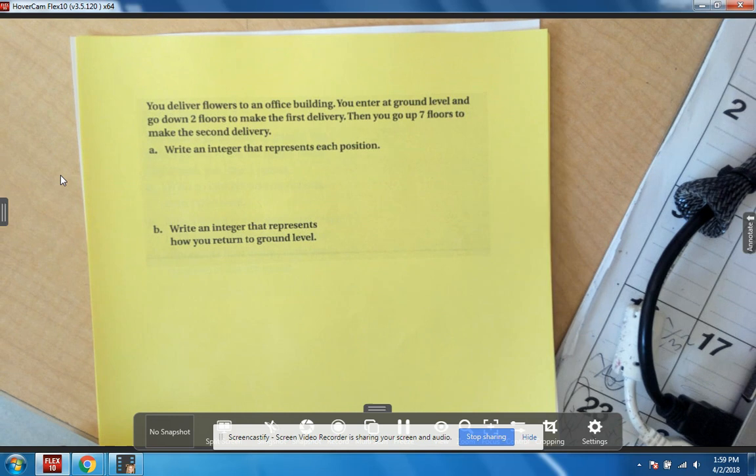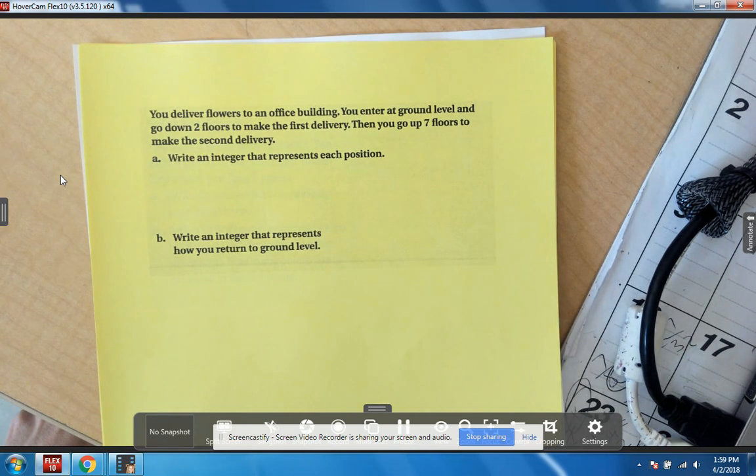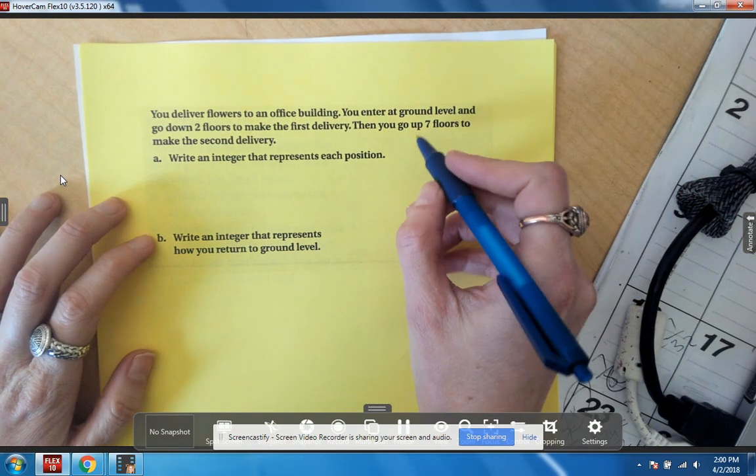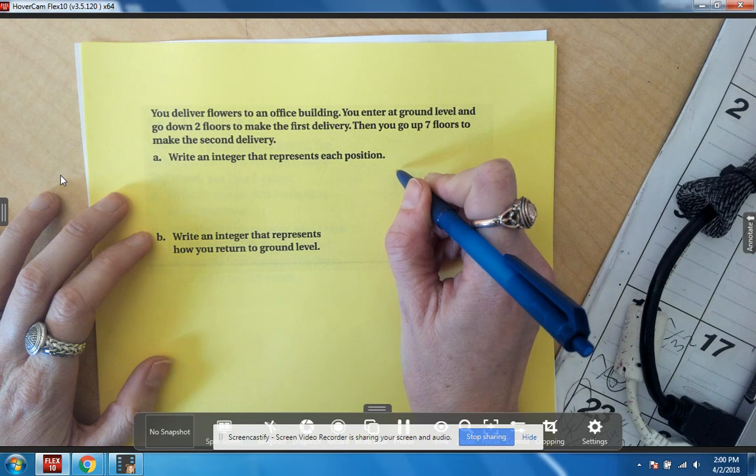Okay, this one says you deliver flowers to an office building. You enter at ground level and go down 2 floors to make the first delivery. Then you go up 7 floors to make the second delivery. A says write an integer that represents each position. So you enter at ground level. We're going to call that level 0.